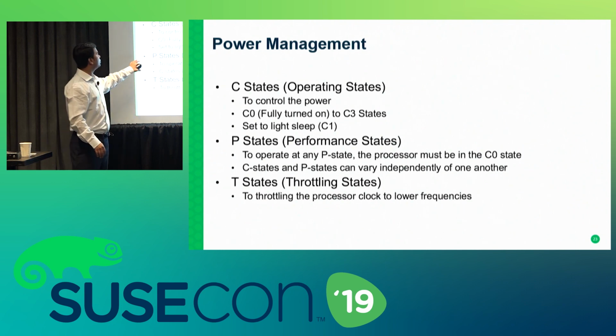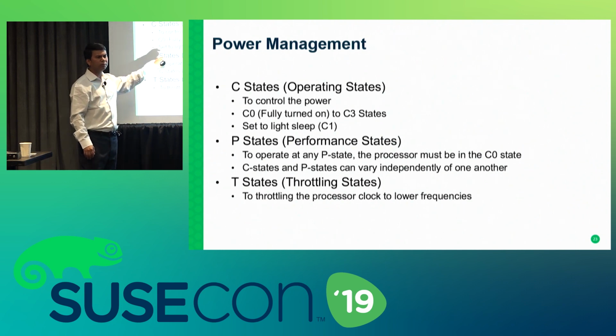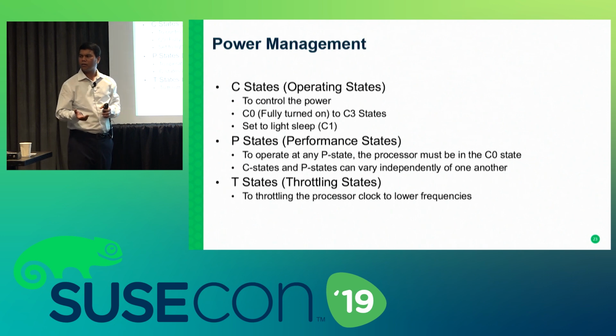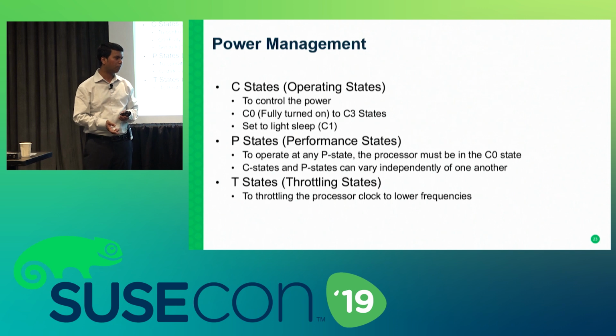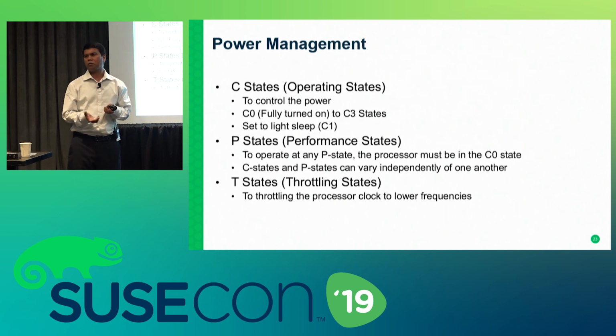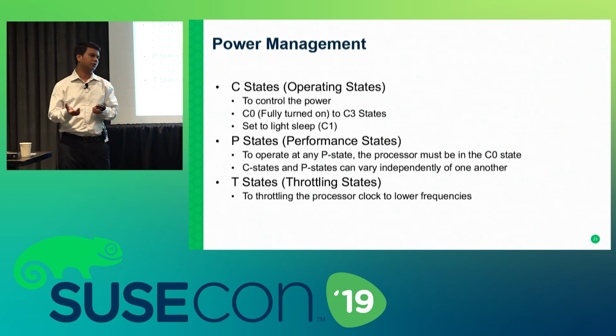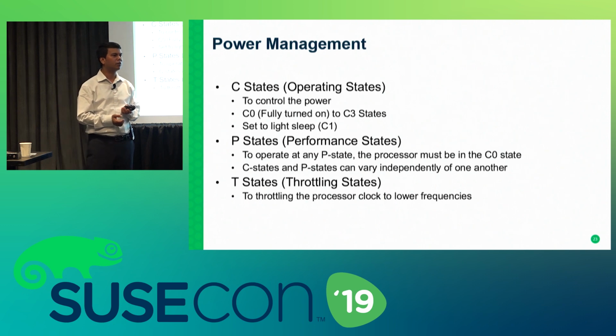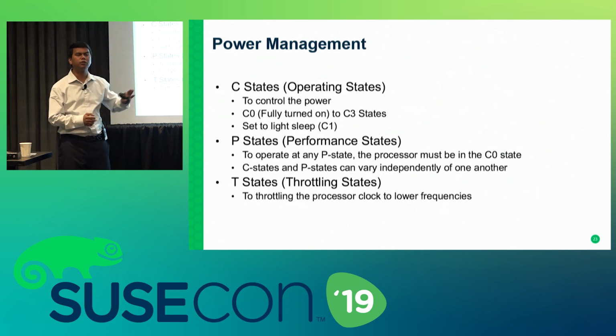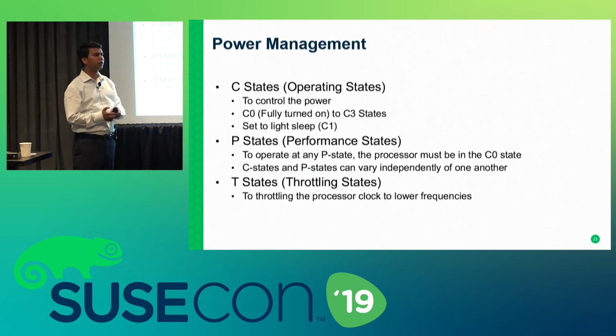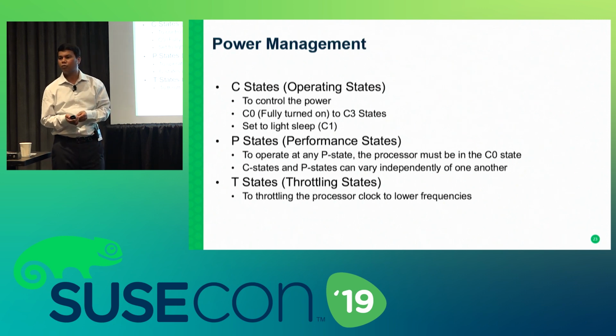SAP recommends using the setting called C1, which is a light sleep. That way you are taking advantage of power saving, and you are also able to serve the request optimally. You can argue, why not C0? Sure, if you are okay to spend power all the time, you can decide that, but I am just going through the recommendation SAP is giving for the HANA workload here.